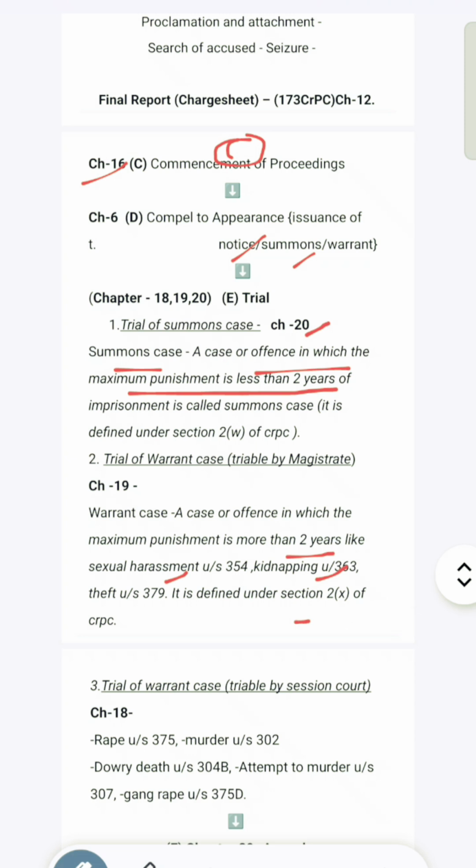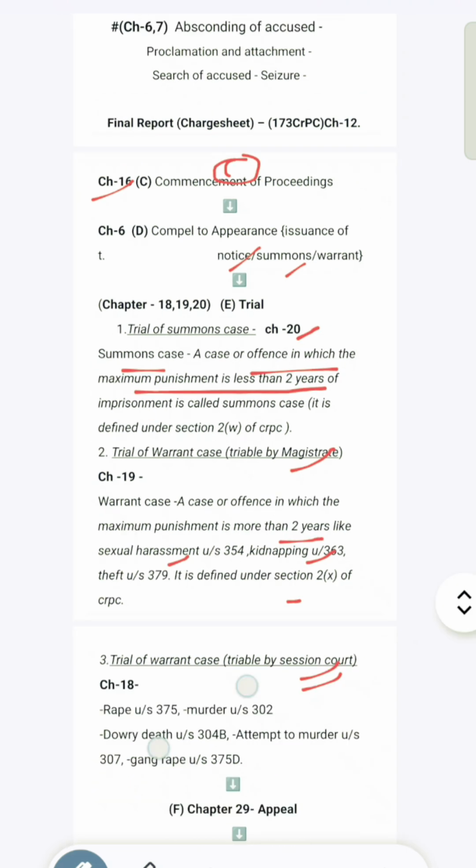And the third is trial of warrant case by a session court. This is trial by a magistrate court, or this is trial by a session court, so there is a difference. In this category, trial of warrant case by a session court is discussed in chapter 18. Some examples are rape under section 375, murder under section 302, dowry death under section 304B, attempt to murder under section 307, gang rape under section 376D, which are covered in chapter 18.